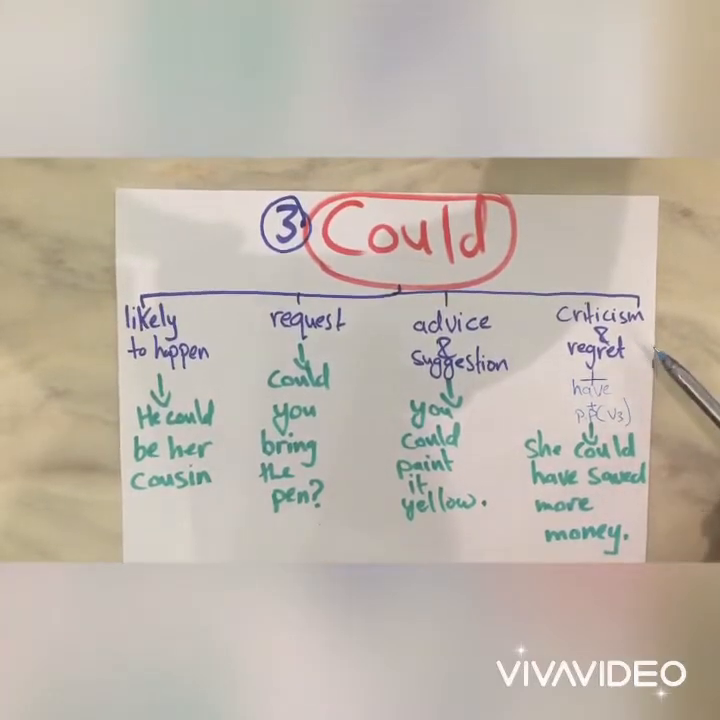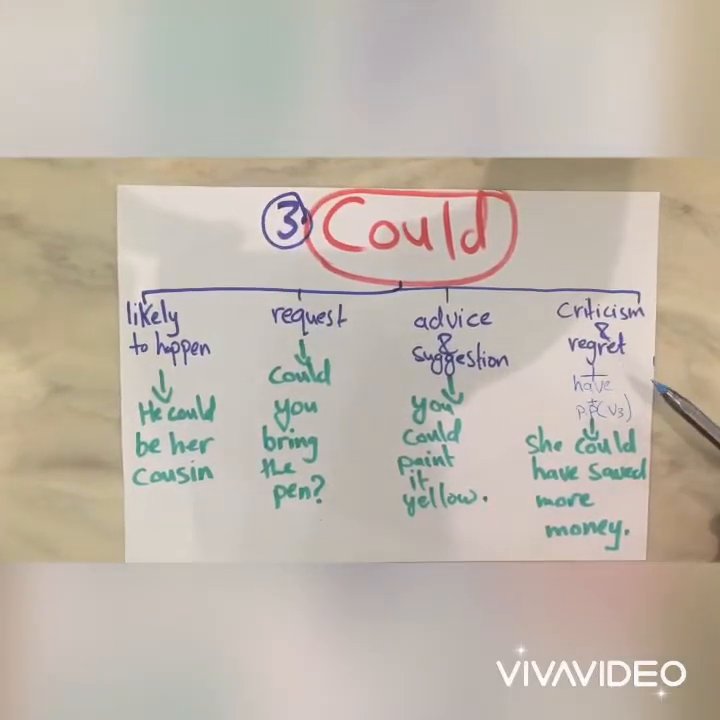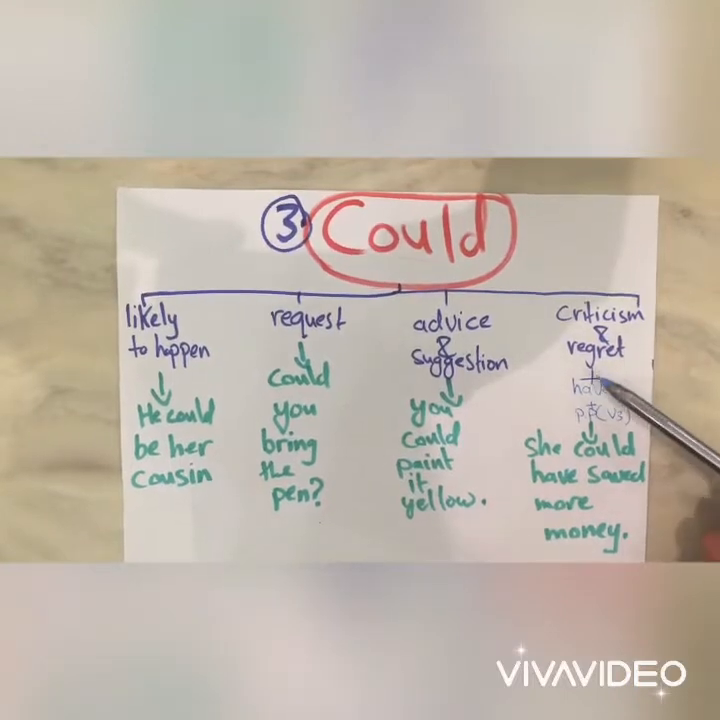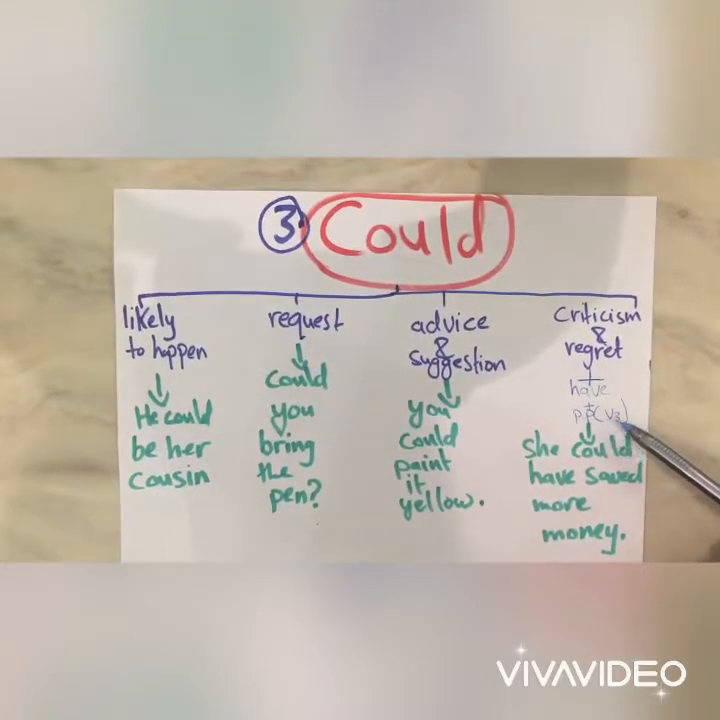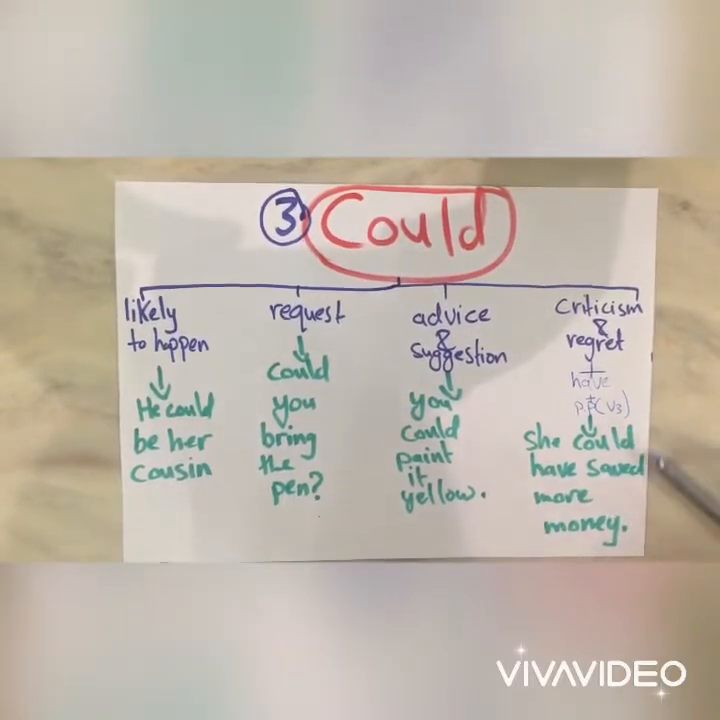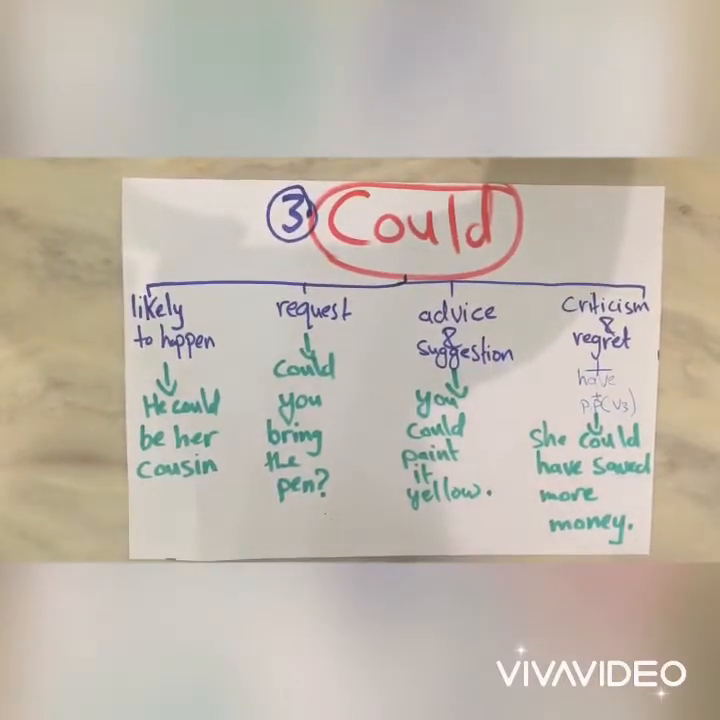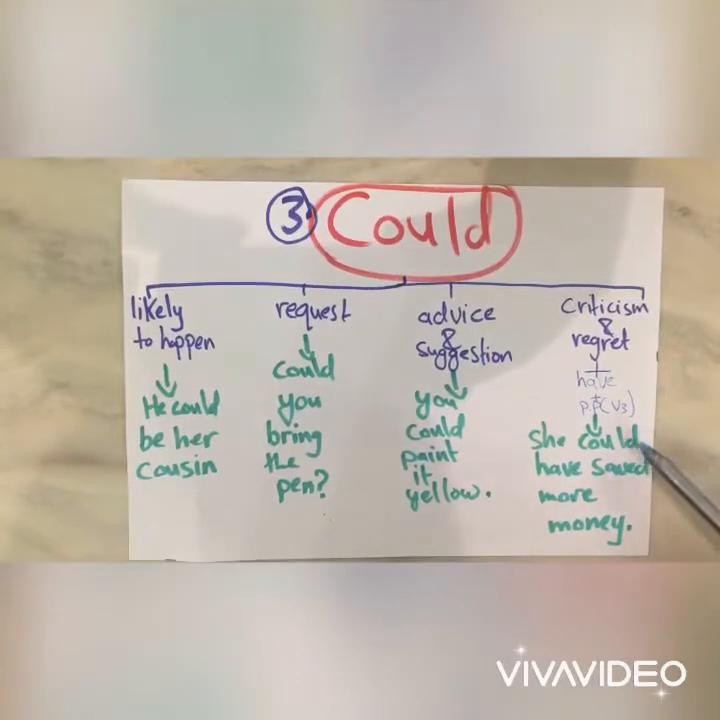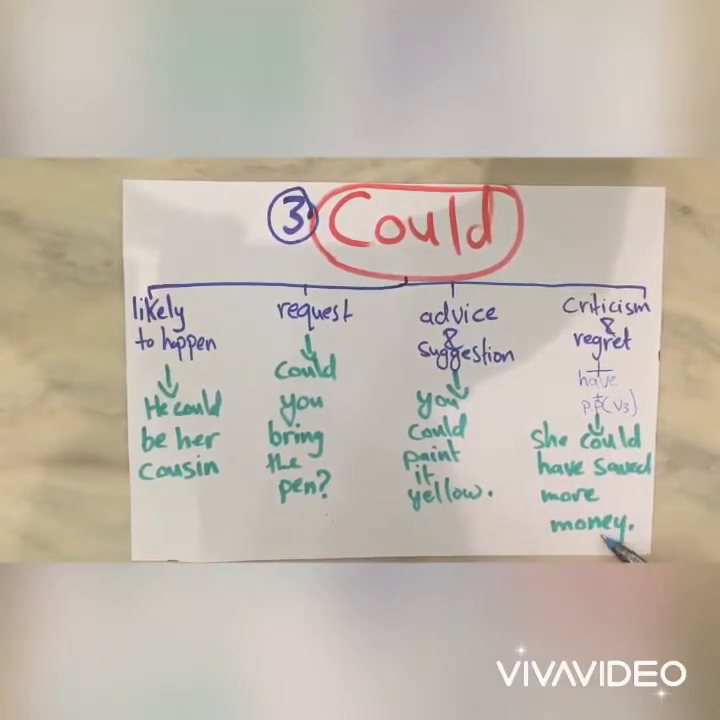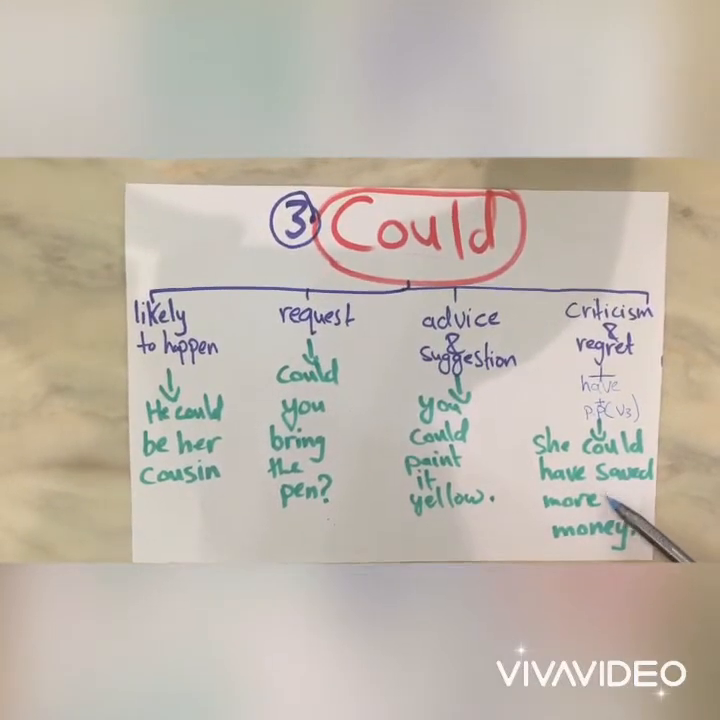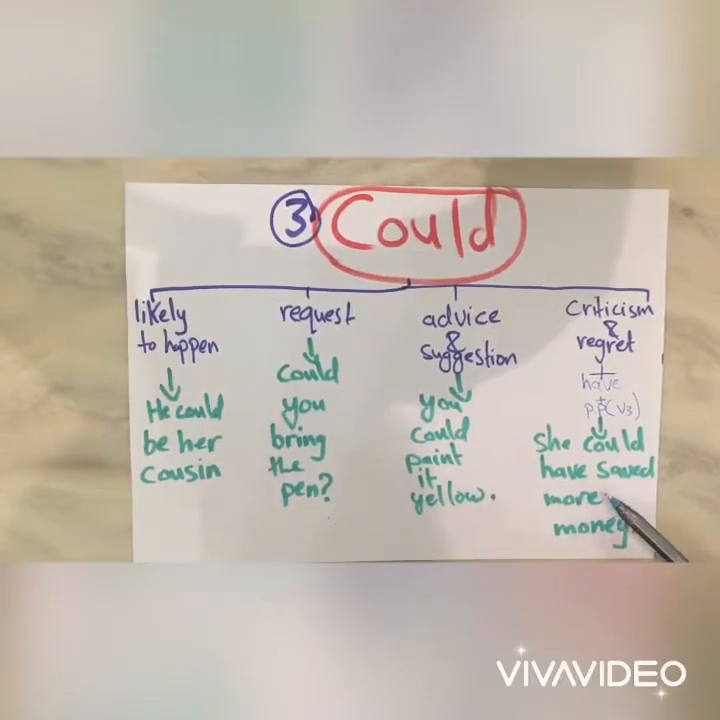And the fourth use is criticism and regret. This is most of the time followed by have plus past participle, which is verb 3, and we use this one to speak in the past. An example of this is, she could have saved more money. Means she regrets not saving any more money now.